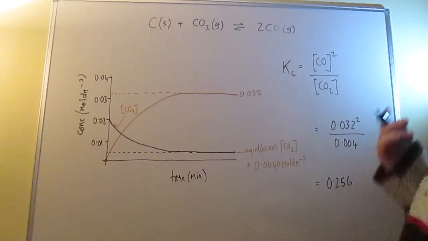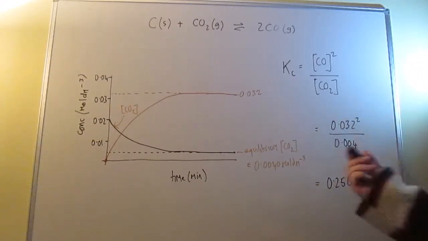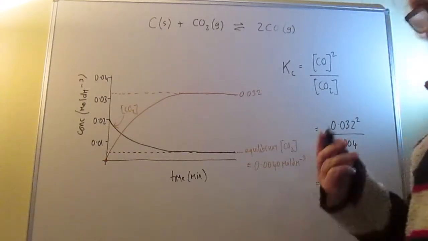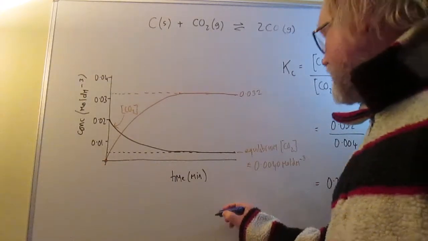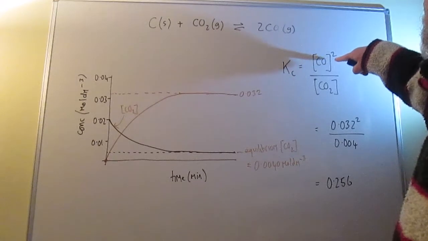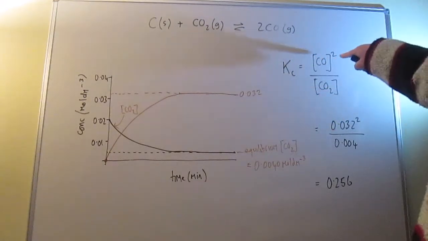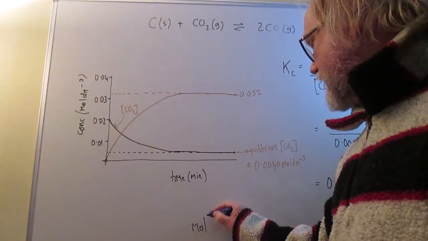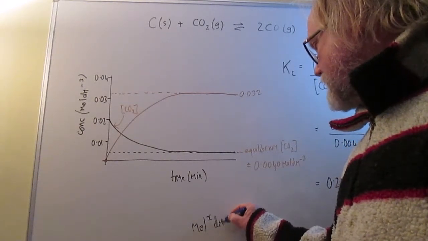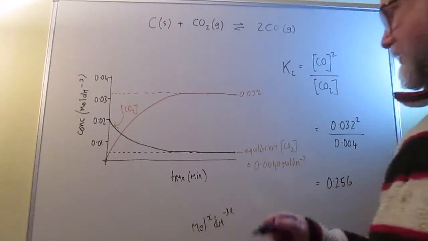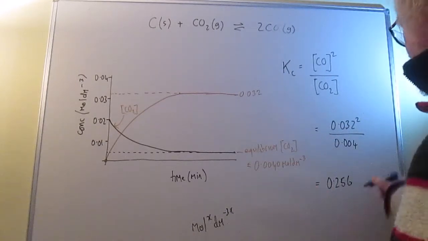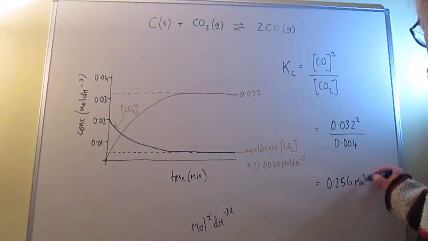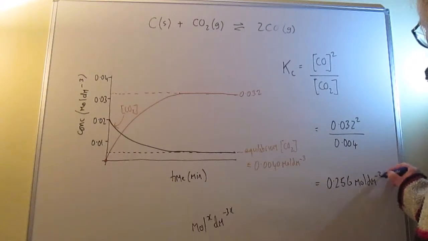And the units, remember, you do learn the recipe for units of Kc. So again, as before, you take powers on the top minus the powers on the bottom, so 2 minus 1 is 1 in this case, and the units, remember, are moles to the x, dm to the minus 3x is the general rule. So when x is 1, that just gives you moles per dm cubed as the unit.